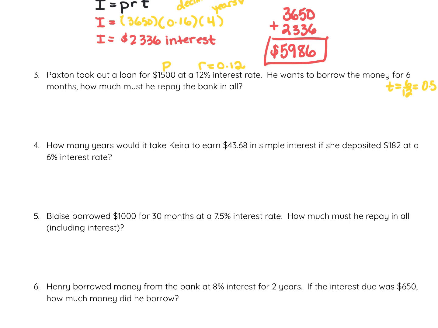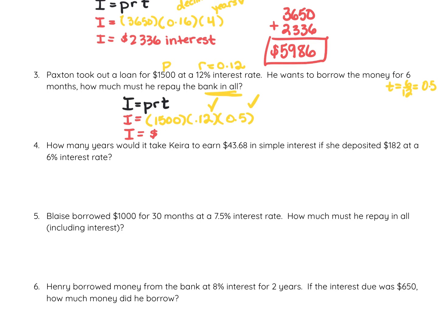How much must he repay the bank in all? So the first thing that I'm going to do is write down my equation. I equals PRT. I'm looking for the I here, and then I'm going to plug in everything that I know. I have $1,500 for my principal. My rate is 0.12, and my time is 0.5. So this is where I'm checking. I'm in years, I'm in decimals, and now I can plug this into my calculator.